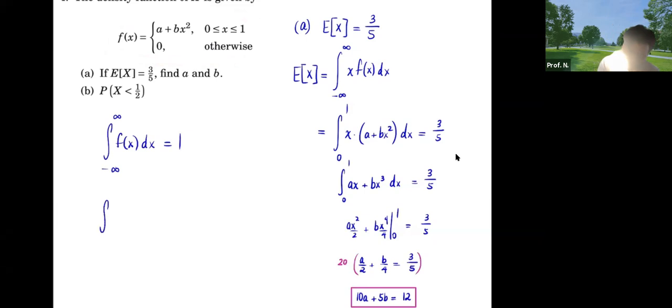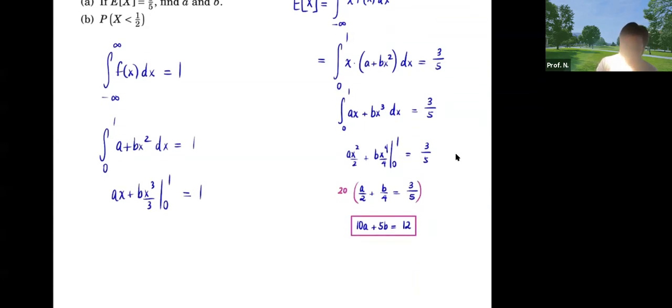So you do the integral from 0 to 1 of a plus bx squared. This has to equal 1. Has to. So this becomes ax plus bx cubed over 3 from 0 to 1. And then look what I get. I get a plus b over 3 equals 1. Multiply the entire thing by 3, and I get 3a plus b equals 3.